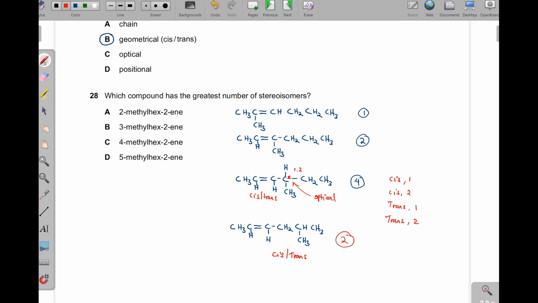So that means the one with the greatest number is going to be which one? This C here, the 4-methyl. We have seen there 4 there.